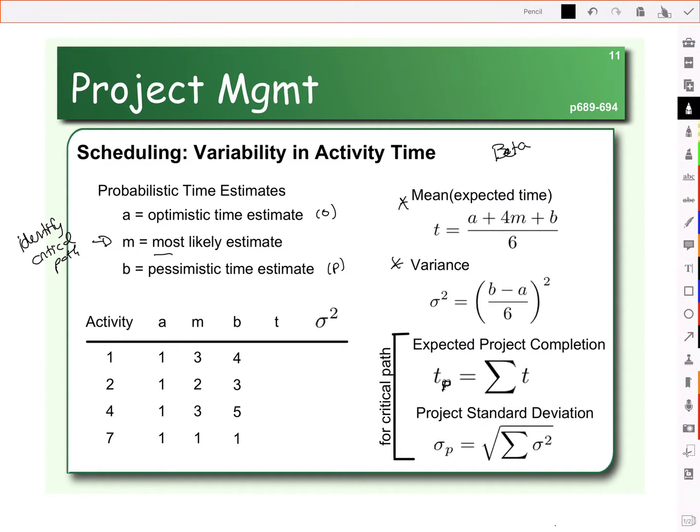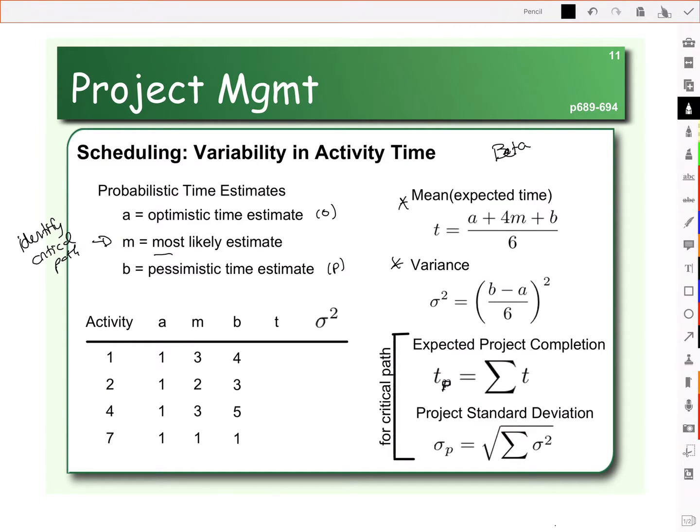We need a way to calculate the average and the variability. Well, in a beta distribution, if you take 3 standard deviations in each direction, that's where that 6 comes from, and we're going to more heavily weight the most likely estimate, which is why in this formula for the mean you see 4 on the M. We can use that to calculate the expected time for each activity.